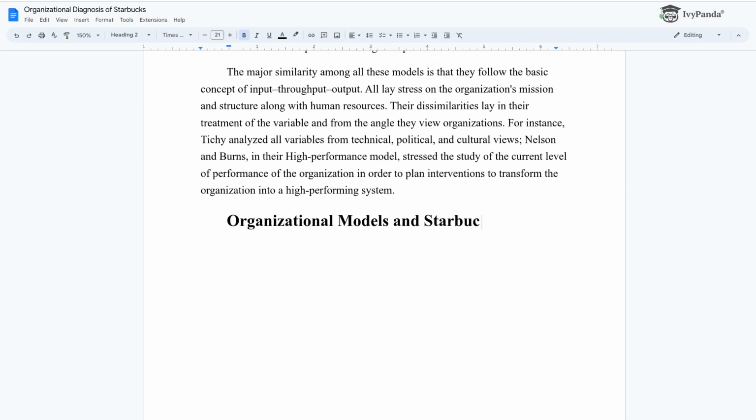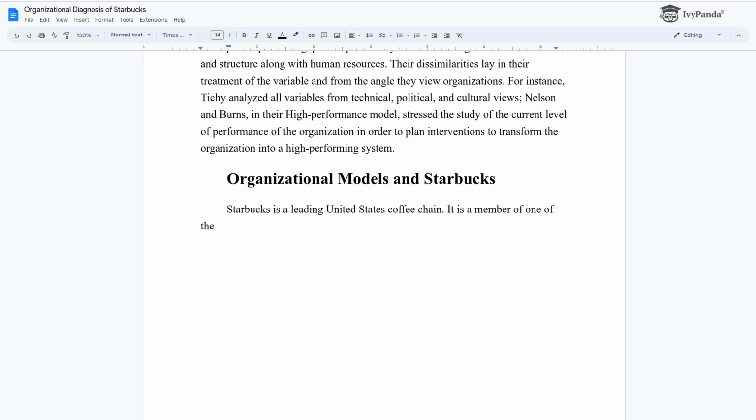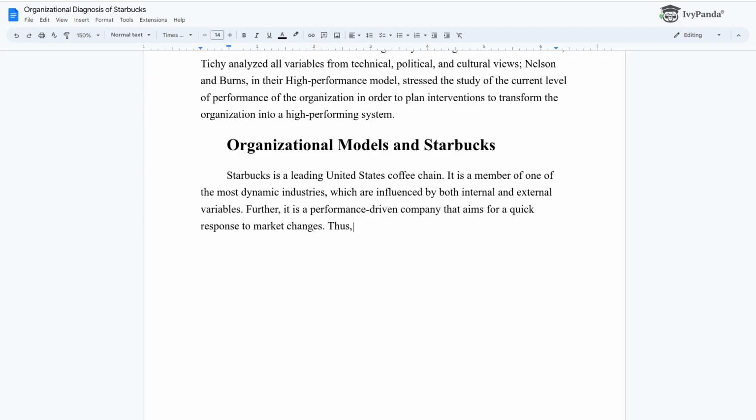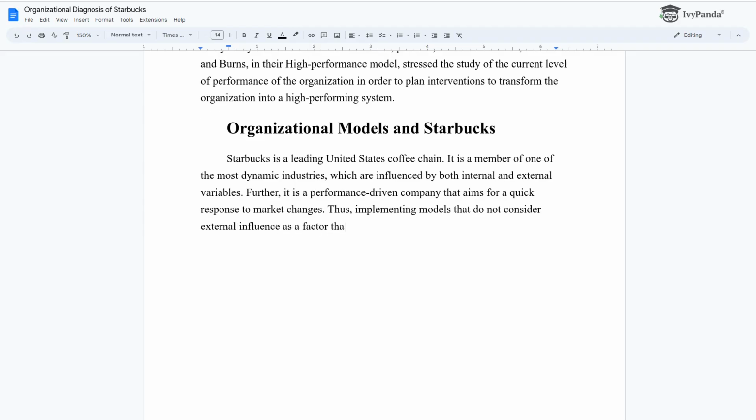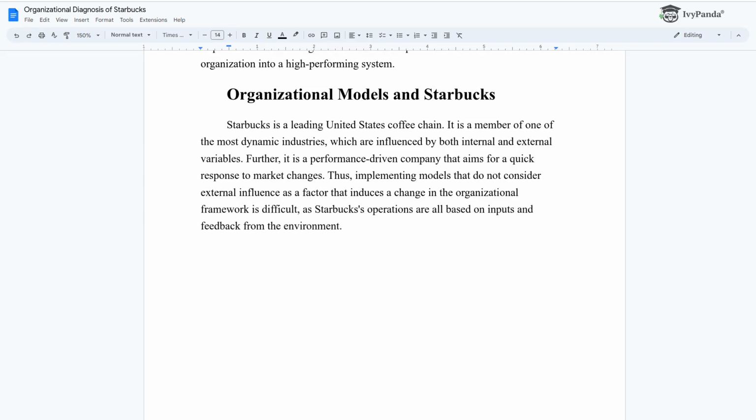Organizational models and Starbucks. Starbucks is a leading United States coffee chain. It is a member of one of the most dynamic industries, which are influenced by both internal and external variables. Further, it is a performance-driven company that aims for a quick response to market changes. Thus, implementing models that do not consider external influence as a factor that induces a change in the organizational framework is difficult, as Starbucks' operations are all based on inputs and feedback from the environment.